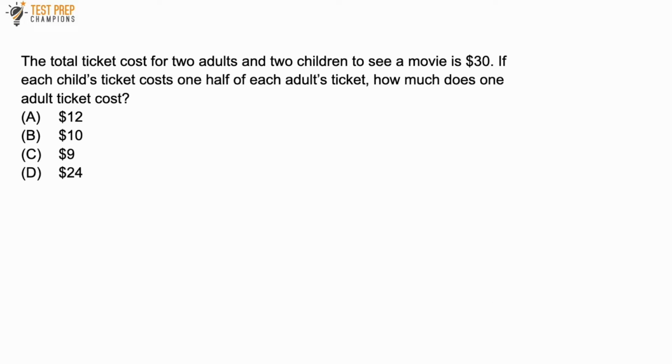The total ticket cost for 2 adults and 2 children to see a movie is $30. If each child's ticket costs 1/2 of each adult's ticket, how much does one adult ticket cost? Is the answer here A, B, C, or D? So let me give you a chance now if you'd like to pause the video, try to figure this out, and whenever you're ready, we'll go over the answer.